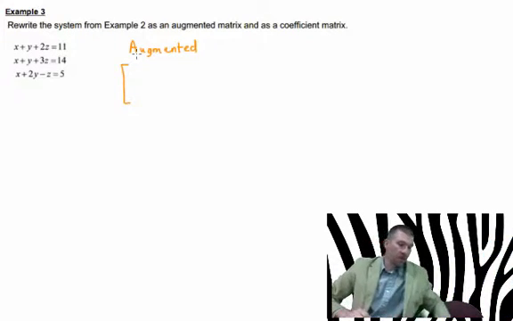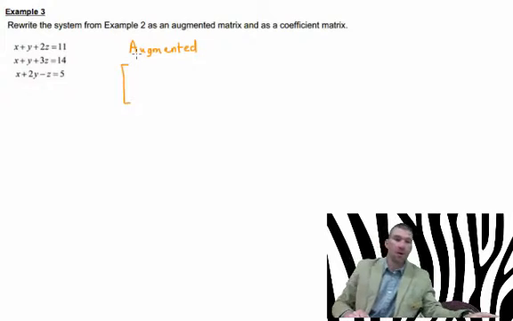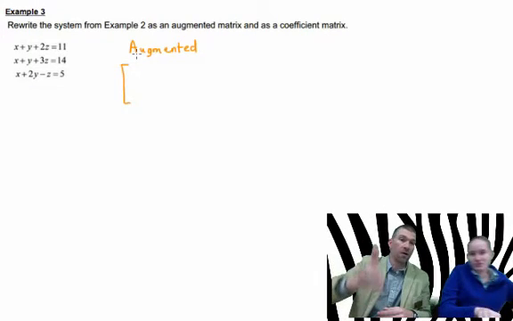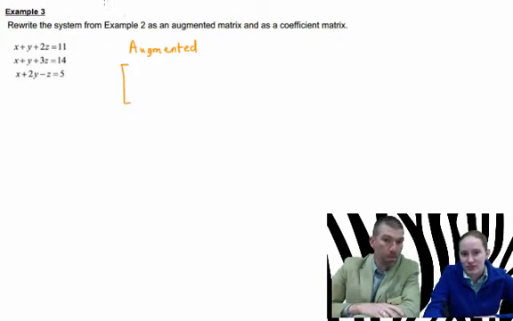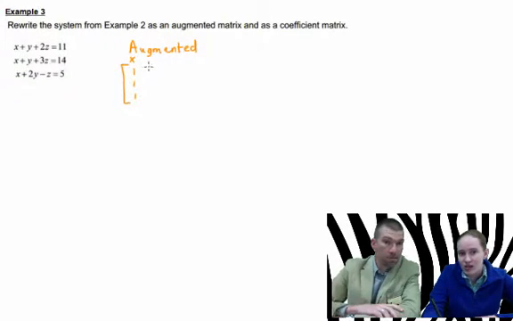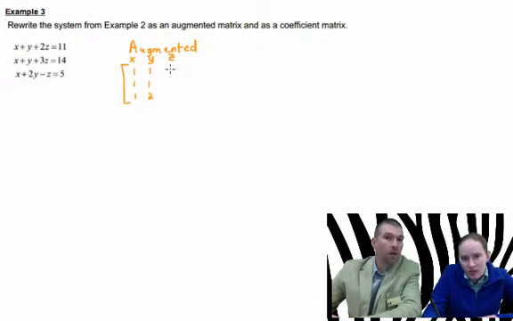Yeah, what you're going to do with an augmented matrix is you're basically going to fill the matrix in with the numbers that are in front of the variables. Right, so we have like an x column, so that's 1, 1, and 1, because those are the coefficients. And then you've got a y column, 1, 1, 2. And then a z column, 2, 3, negative 1. Now keep track of those negative signs, because that's where they become important.